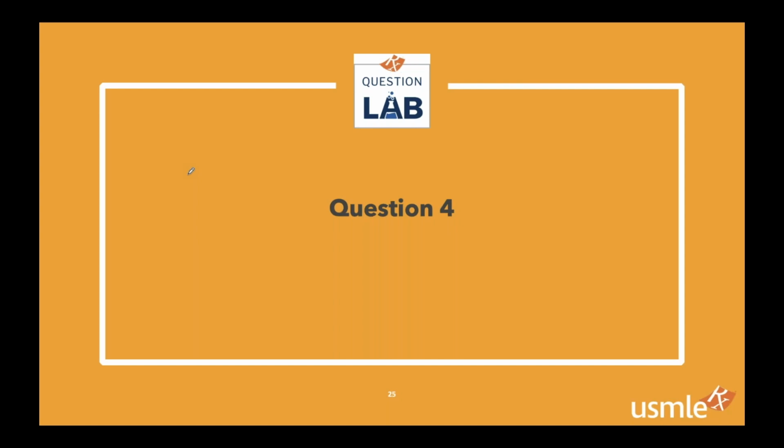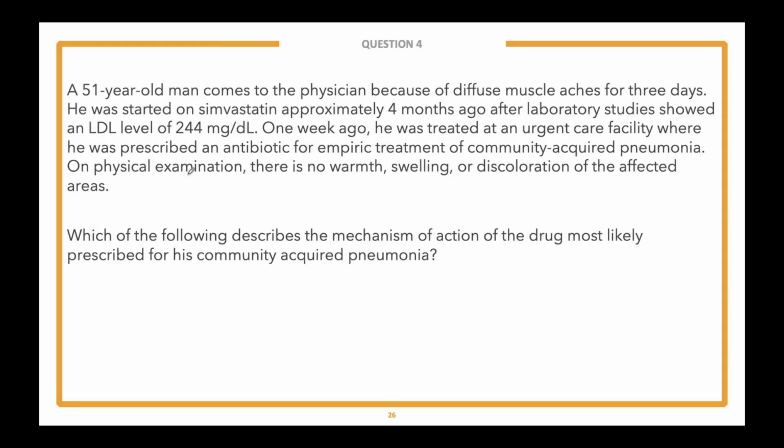And here we go with our last question of the evening. As you guys can tell, I have gone ahead and covered up the answer choices for you. And now we will read the lead-in together. Which of the following describes the mechanism of action of the drug most likely prescribed for his community-acquired pneumonia? I'll give you guys a couple of seconds to respond in the question box and let us know how many steps you think this question will take. And then we will read the question stem together.